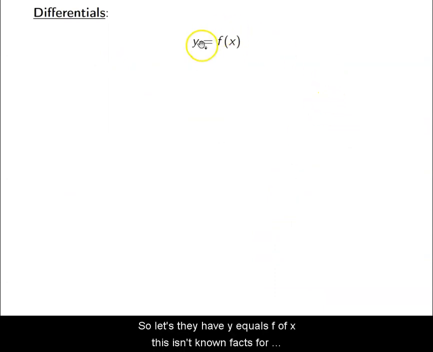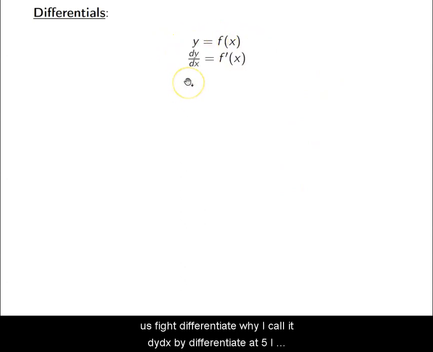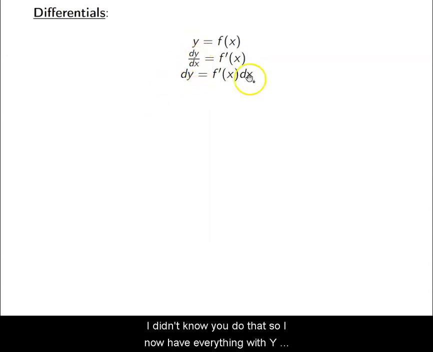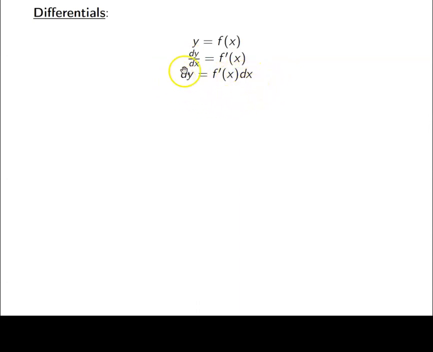Okay, so let's say I have y equals f of x. This is a known fact for us. If I differentiate y, I call it dy dx. If I differentiate f, I always call it f prime, right? So these are the same thing here so far. Okay, so we can separate these, right? I bet you didn't know we could do that. So we can separate these into the two parts. So I now have everything with y on one side and everything that has to do with x on the other. Okay, so now we're splitting them into parts called differentials.